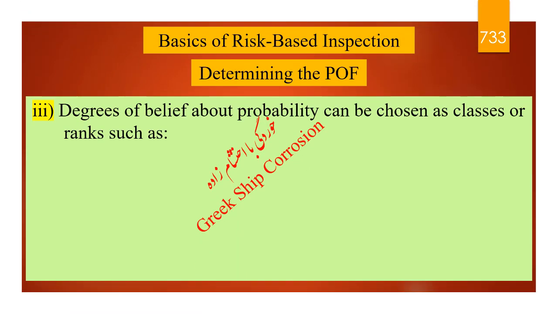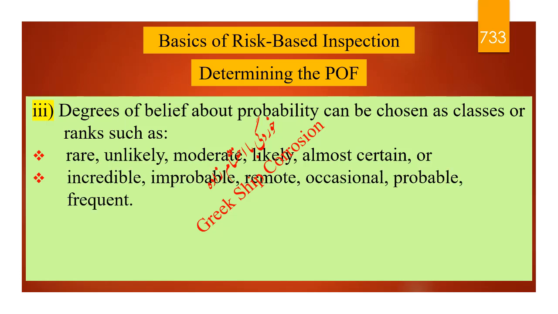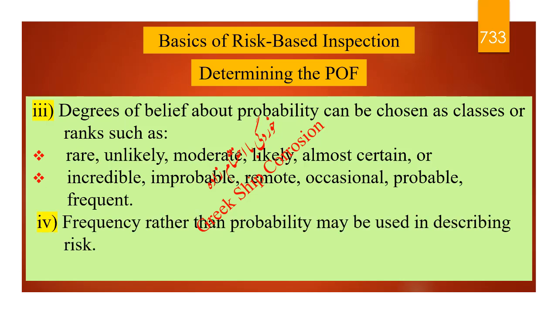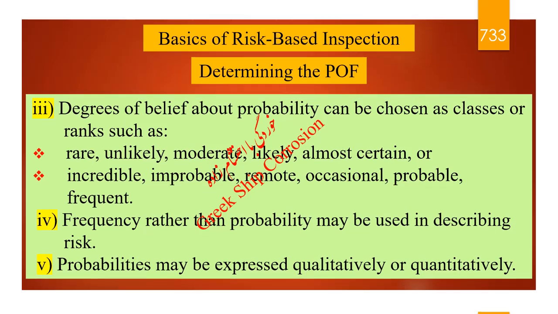3. Degrees of belief about probability can be chosen as classes or ranks such as rare, unlikely, moderate, likely, almost certain, or incredible, improbable, remote, occasional, probable, frequent. 4. Frequency rather than probability may be used in describing risk. 5. Probabilities may be expressed qualitatively or quantitatively.